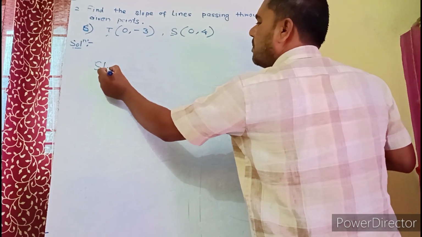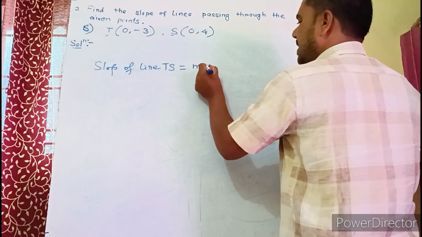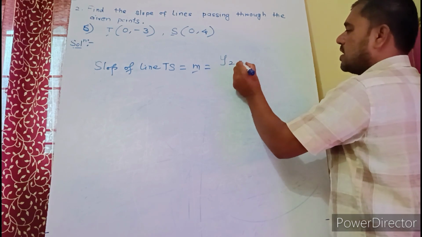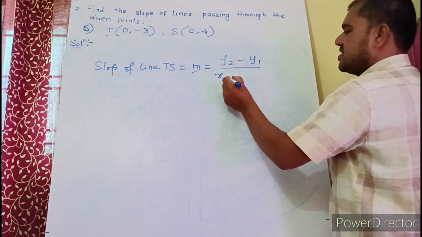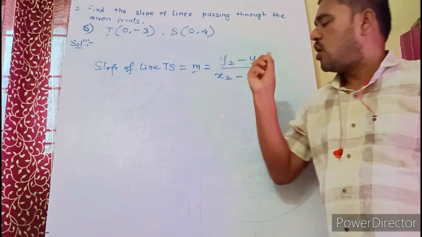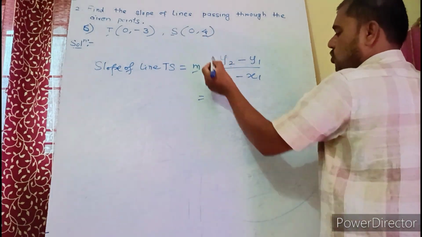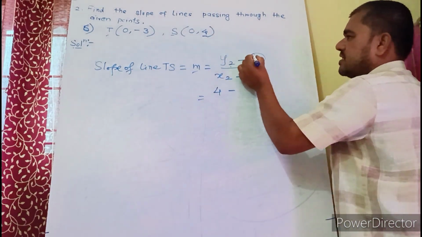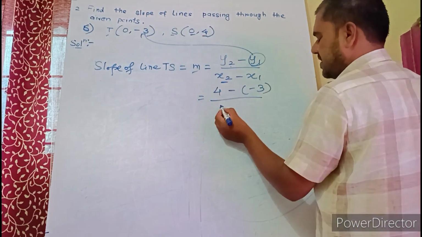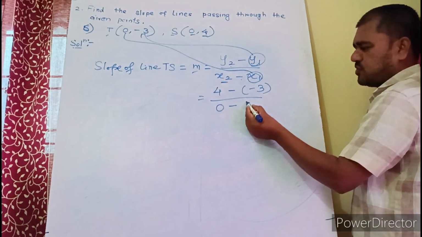Therefore, the slope of line TS is equal to M, that is the slope of the line. The slope of a line is denoted by M, and it is equal to the formula (y2 minus y1) divided by (x2 minus x1). By putting in the values of these coordinates, we can easily find the slope of the line TS. Now that will be equal to: y2 is nothing but 4, therefore 4 minus the value of y1, which is minus 3, divided by the value of x2, which is 0 here, minus the value of x1. The value of x1 is also 0, therefore put 0 minus 0.